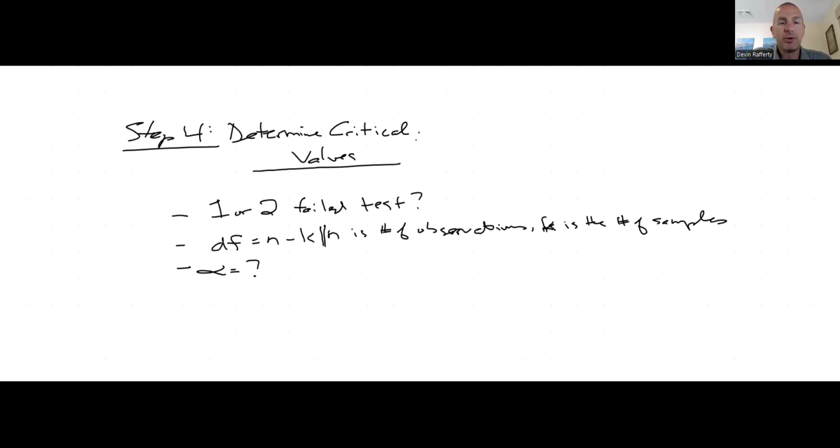But step 4, determine the critical values. If we have those 3 pieces of information, if we know that it is a 1 or a 2-tailed test, we know what our degrees of freedom are, and we know what the level of significance is, then when you go to get your critical values, we go over to the Z, T, and F distribution, which is what I'm going to share right now with us.